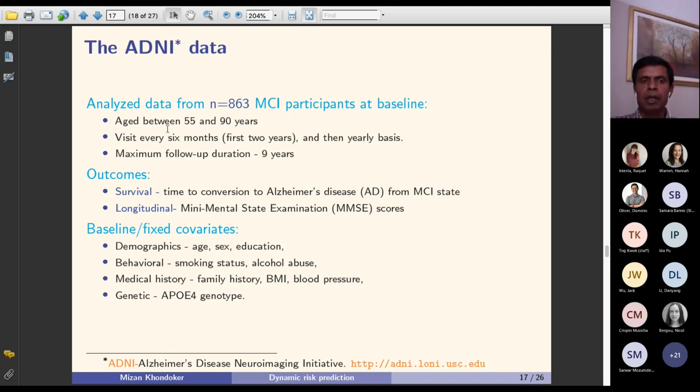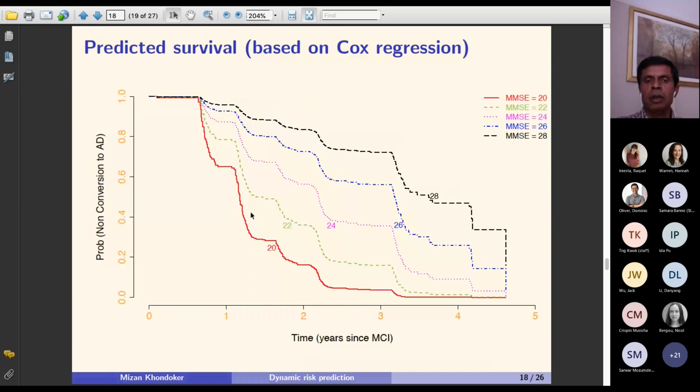In terms of the joint model, it will consider the survival outcome as well as the longitudinal measure simultaneously as outcome measures. And this shows how the MMSE score influences the risk of converting to Alzheimer's disease. So this is only the baseline MMSE.